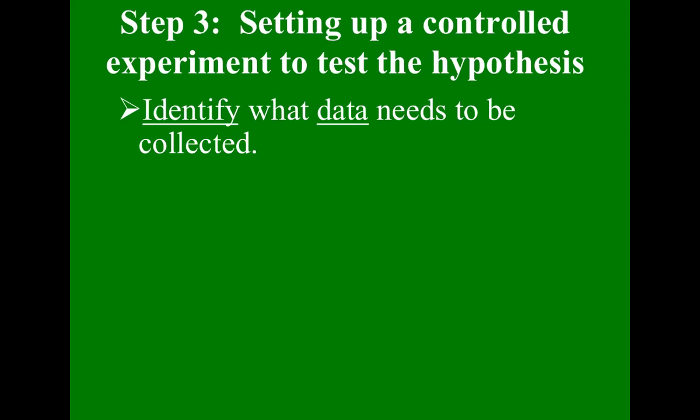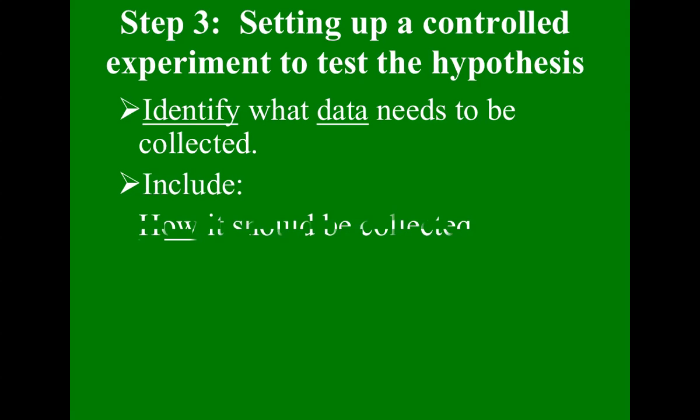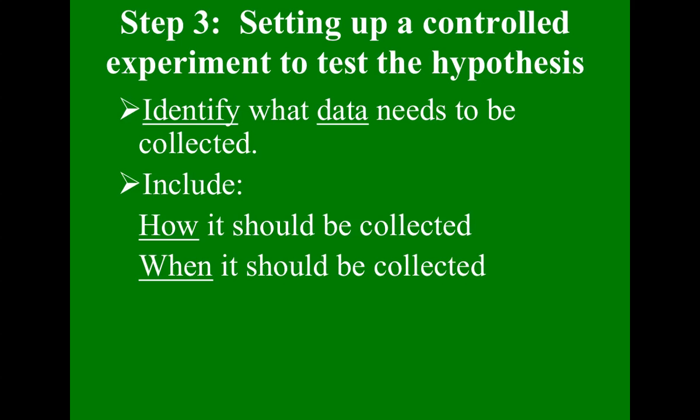You need to identify the data that needs to be collected, including when and how. You should include any equipment that would be used, and when. It needs to be very specific, because a lot of times in experiments you can't undo a step that you just did.